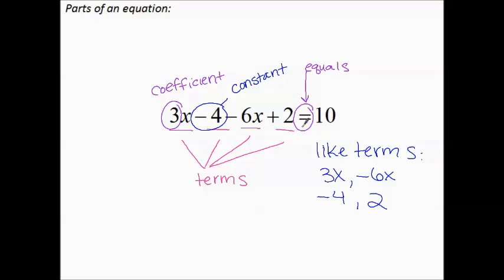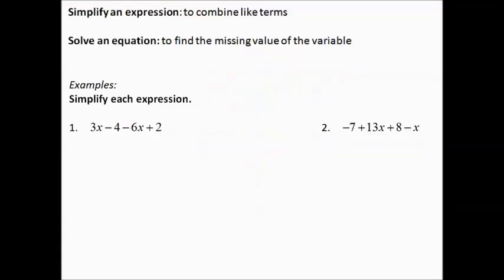And because we have an equal sign, the whole thing is an equation, but we can also split this up and see that we have an expression on one side of our equation. An expression would occur before we have an equal sign. An equation is with the equal sign. Now let's take a look at what we're going to do with this information.